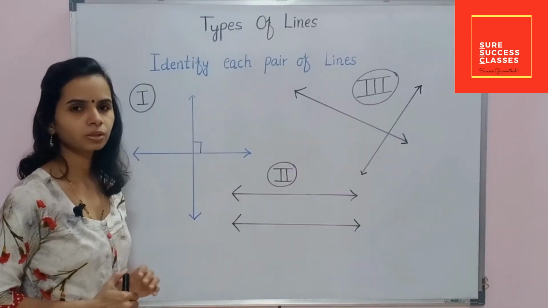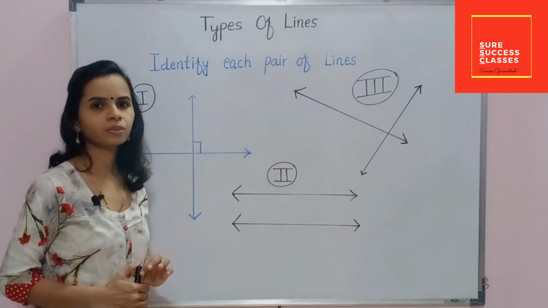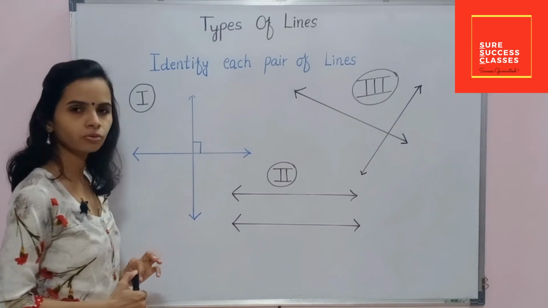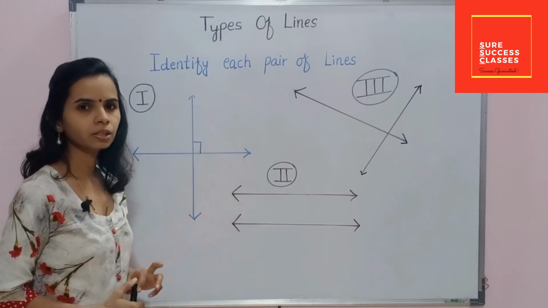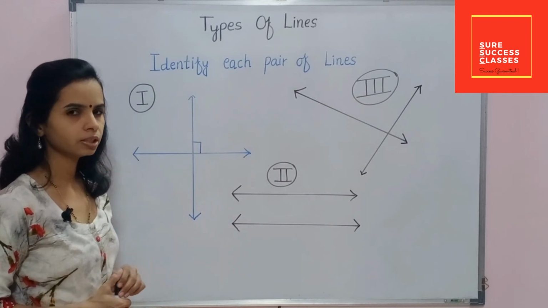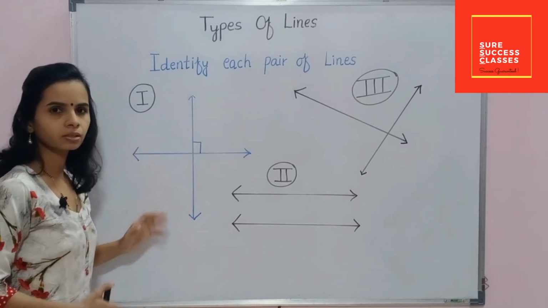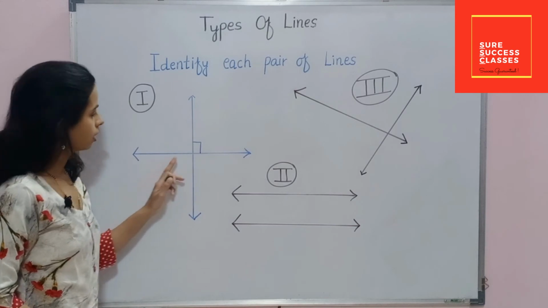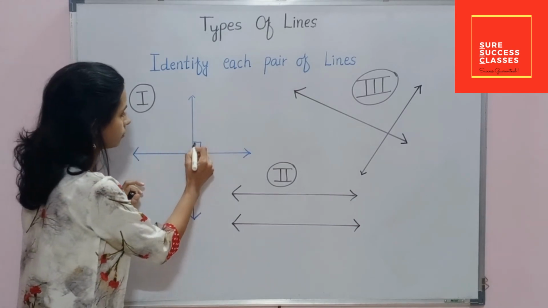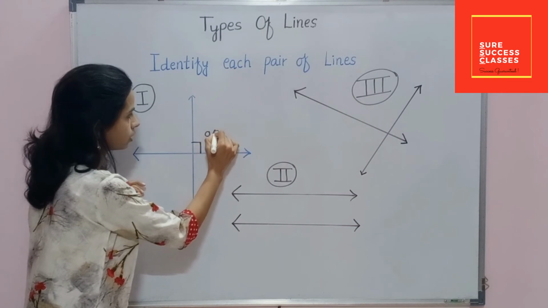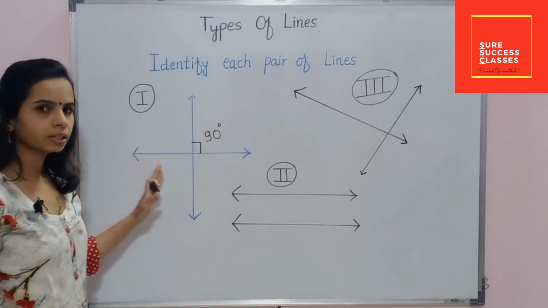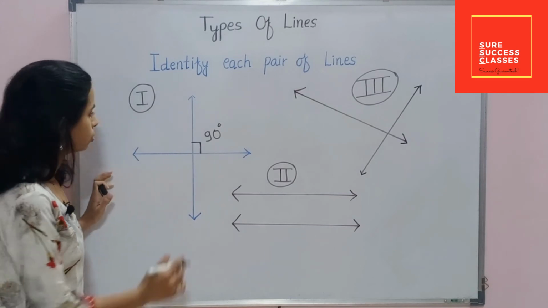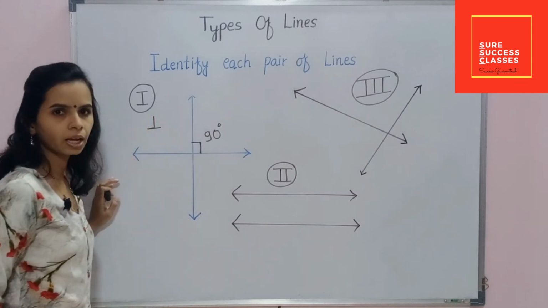Students, let's try to revise this session through this question based on today's topic. Here the question is identify each pair of lines. Some lines are given and we have to find out its type. In first, these two lines intersect each other to form 90-degree angle. This is the sign of 90-degree angle, and at that time those lines are which lines? Yes, perpendicular lines.